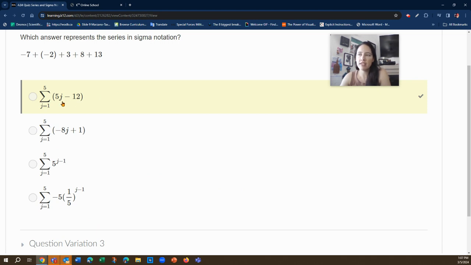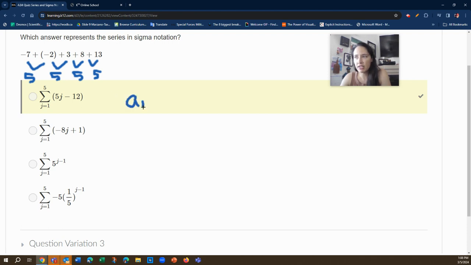Let's talk about why this is the correct answer, though, using the formula method. Hopefully you kind of notice there's a common difference. So from -7 to -2, there's +5. From -2 to +3 is +5. From 3 to 8 is +5. From 8 to 13 is +5, the common difference. Make sure you have that down.